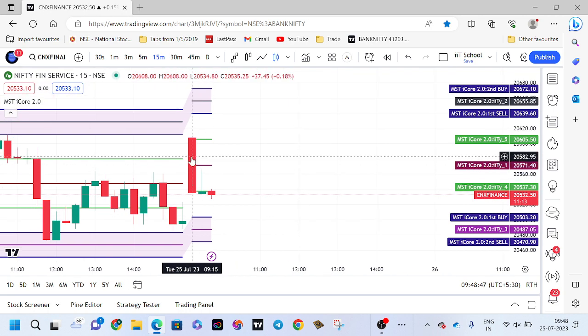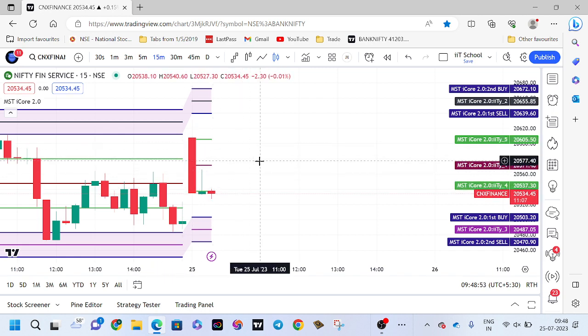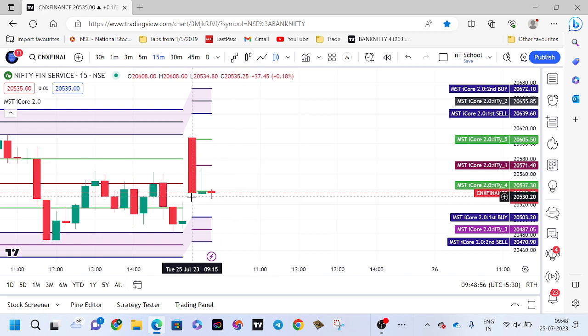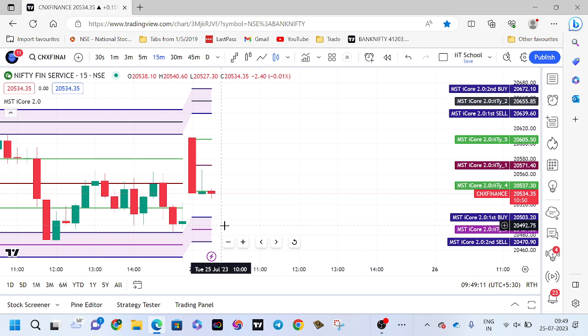Because see this Bahubali candle. In one of the videos I have seen, someone was telling about this Bahubali candle. It means that there is no wick here. Only sellers are ruling the market here. So at any time the market may fall to any extent. That's why we have to be very careful when we get such candles. So hope it is clear.